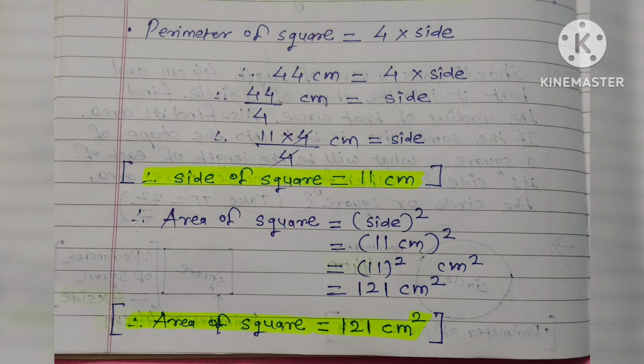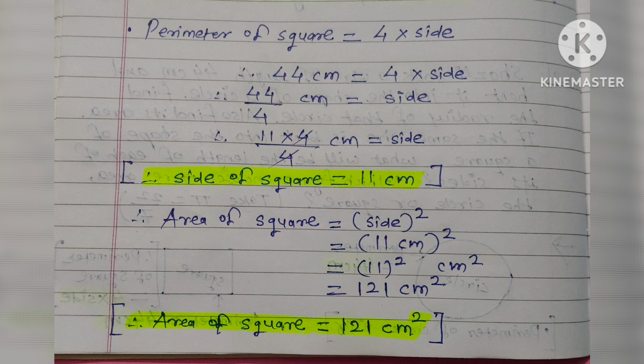Perimeter of the square is equal to 4 into side. We already know the perimeter of the square, which is nothing but the length of the wire, that is 44 centimeters. So 44 centimeter will be equal to 4 into side. So 44/4 centimeter will be equal to side. So we are going to get the value of one side of the square, which is equal to 11 centimeter.